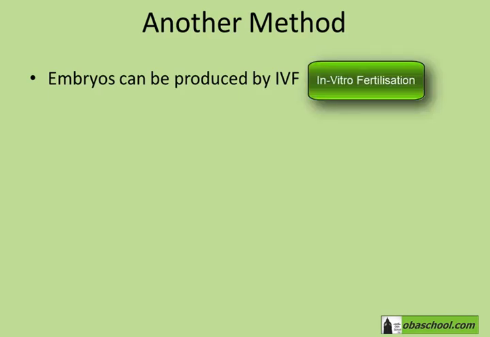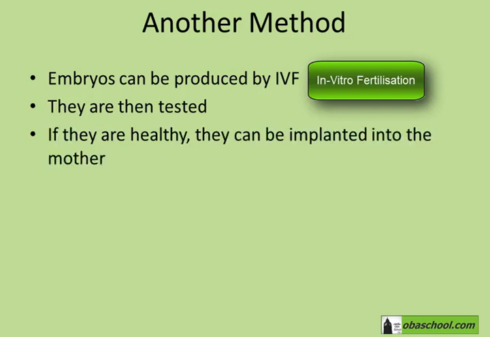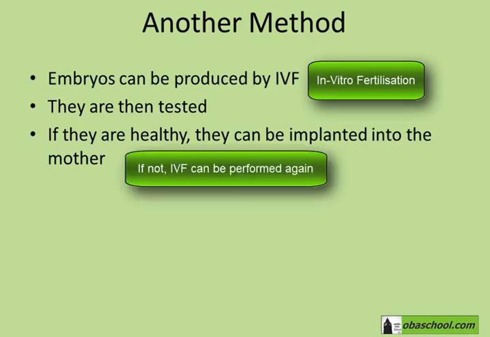Another method involves the usage of IVF, in vitro fertilization. In this method, embryos are produced by IVF, so the parents decide to have an IVF. And then the embryos are tested to see whether they are healthy or affected. If they are healthy, they can be implanted into the mother to have a healthy child. And if they are not healthy, then the parents can try again.